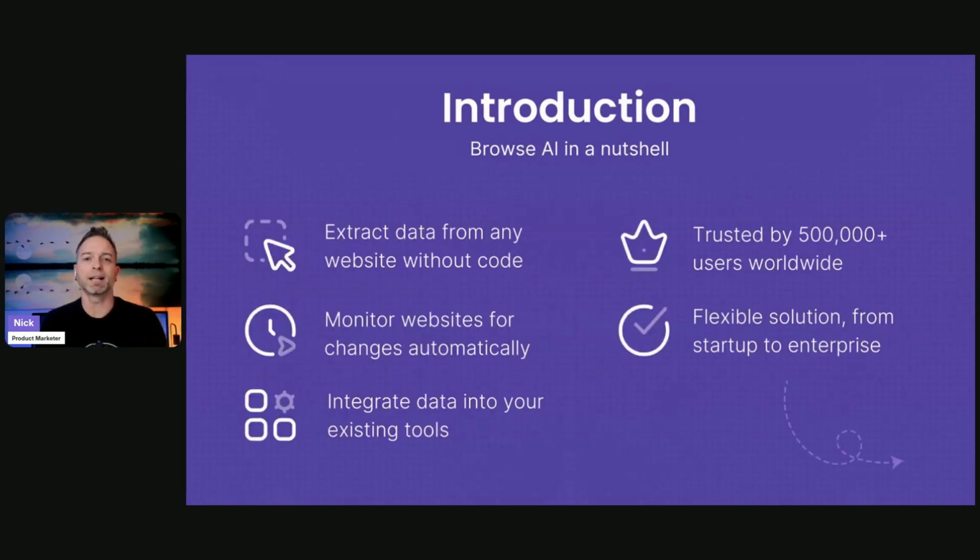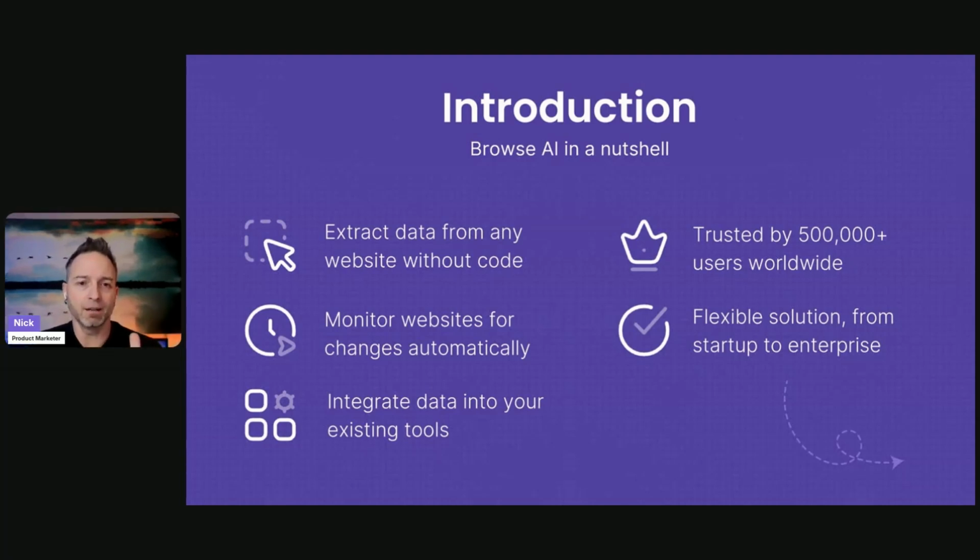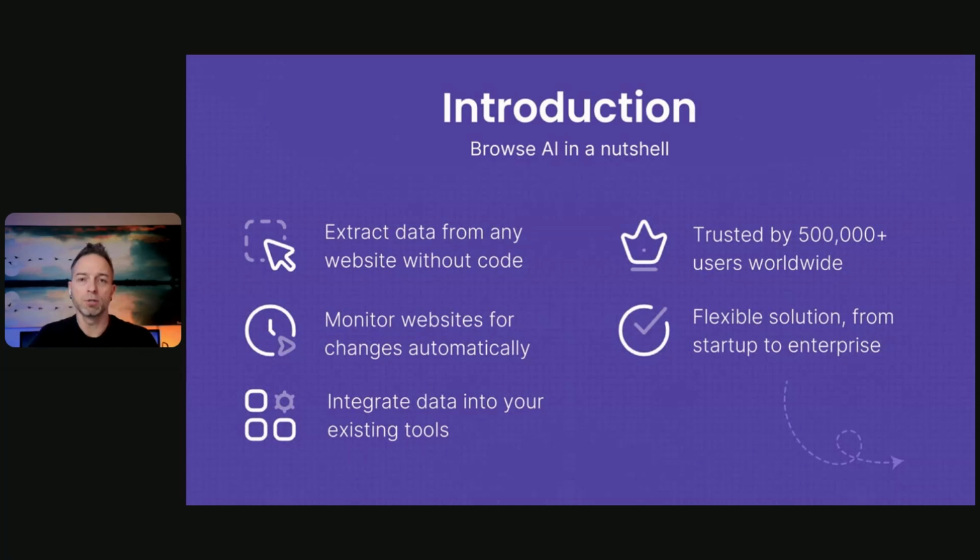So what is Browse AI? You probably know, but maybe you haven't signed up yet. Browse AI, in a nutshell, is a no-code tool that lets you extract data from any website. So you do not need to know how to use code at all to set up web scraping. Typically, you do, if you want to set up web scraping, need to know some code, not with Browse AI. You can monitor websites for changes automatically. So you pick a schedule of your choosing, and then we check the website you've decided to scrape on that schedule to see if there's any new data.